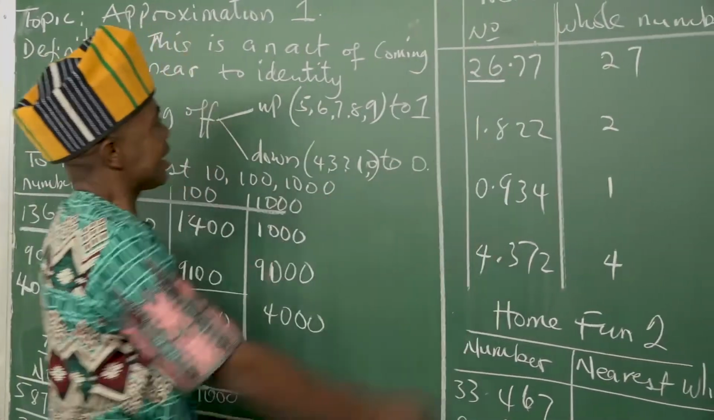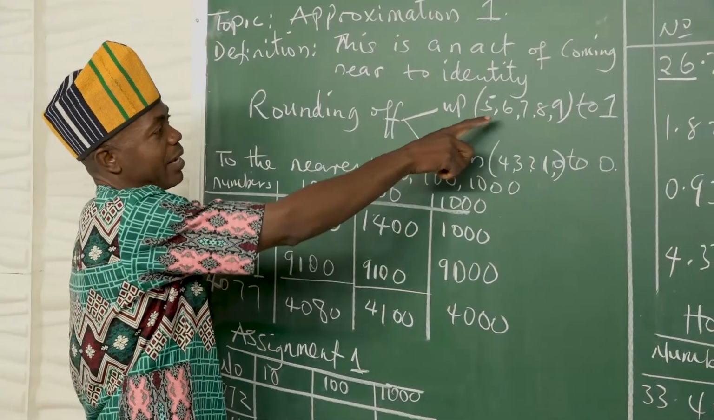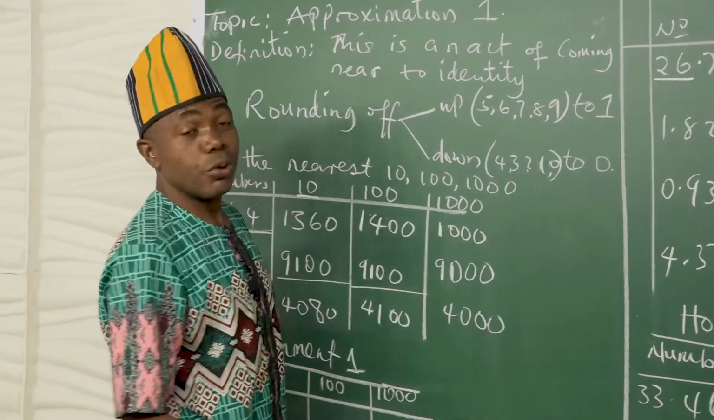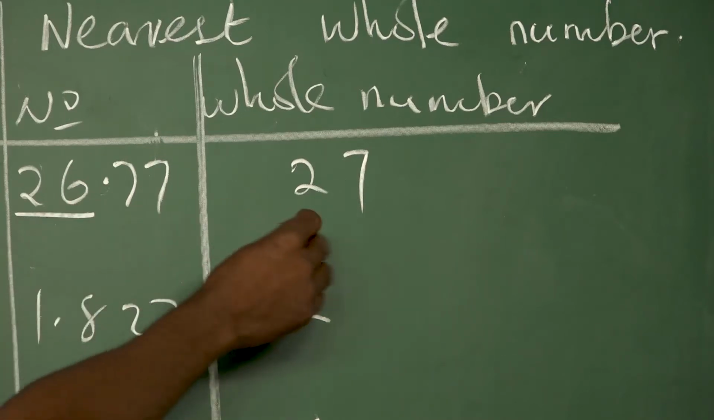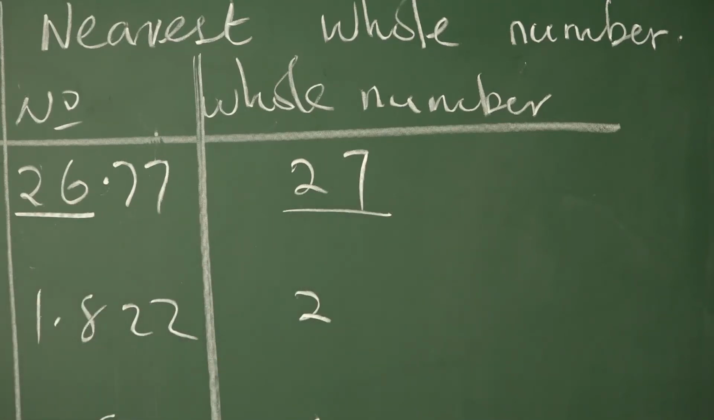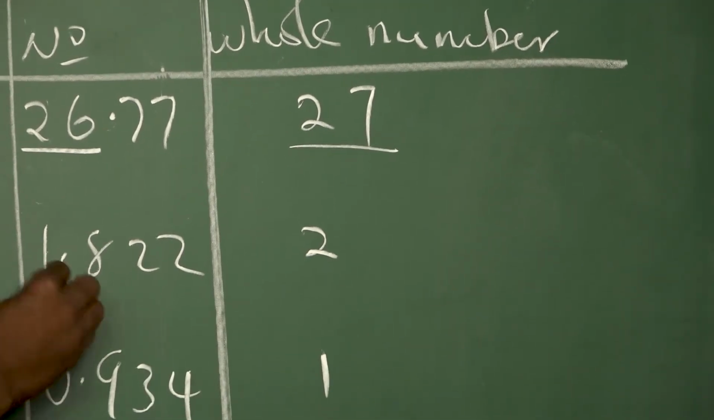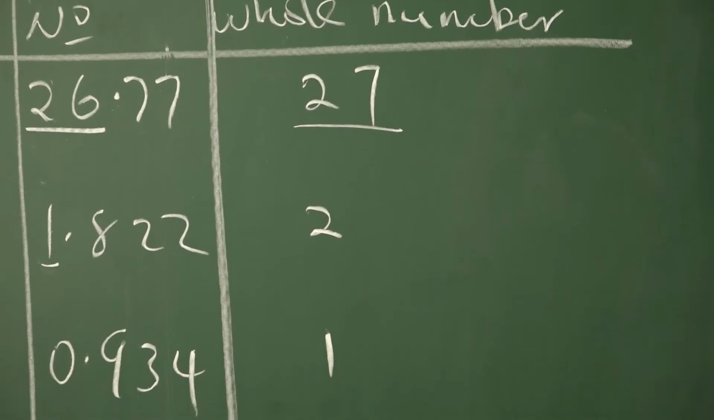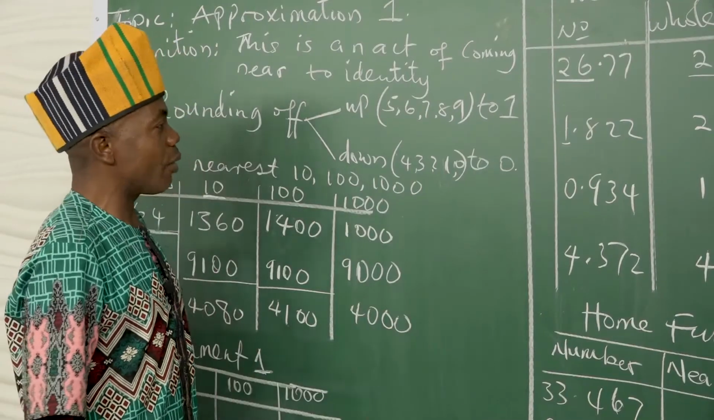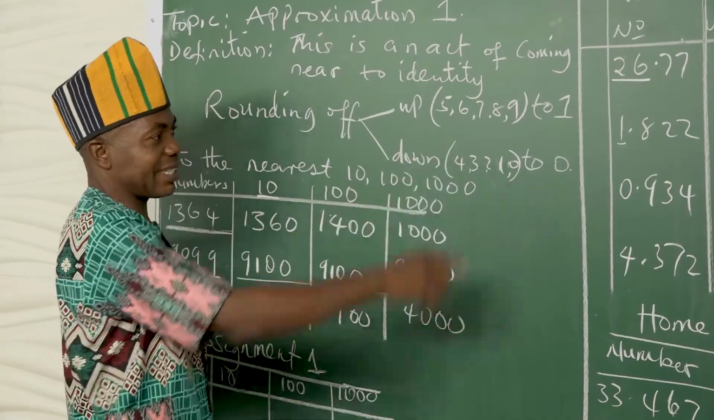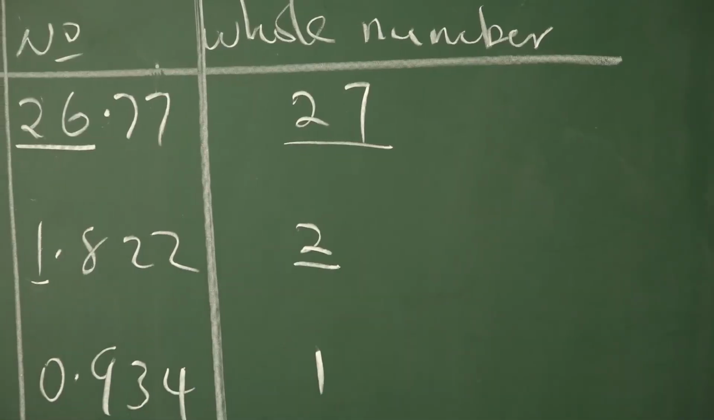This is 7. And 7 is in the category of numbers to be rounded up to 1. What do you do with the 1? You add the 1 to the 6. That's why we have 27. Now, we have 1.822. The whole number there is 1 and the decimal, 822. If we are to round up this number to the nearest whole number, we consider only 1. And after the consideration, what is the next number to 1, which is 8? We round up 8 to 1, add it to 1 that is existing. That's why we have 2.